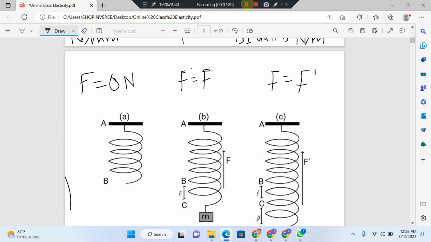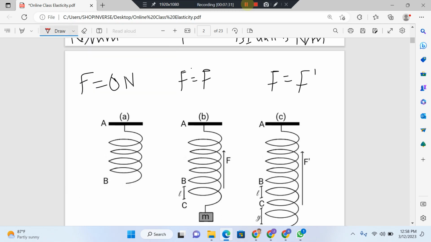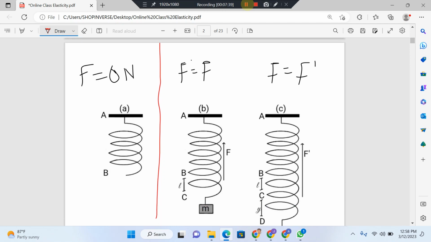So what do I mean by the force? When you say the force on this spring, we are talking about how much load this spring has been subjected to. Let me just divide this into 3 so you can distinguish between each of these. This is the first case, the first scenario. This is the second one, and this is the third one.